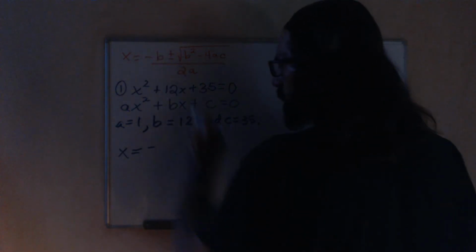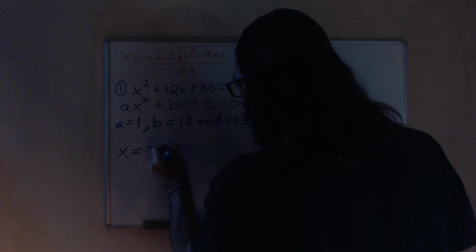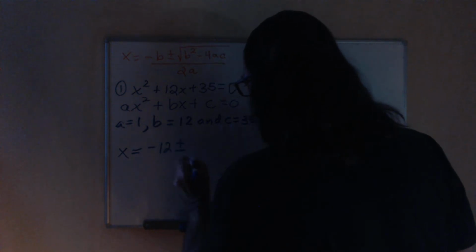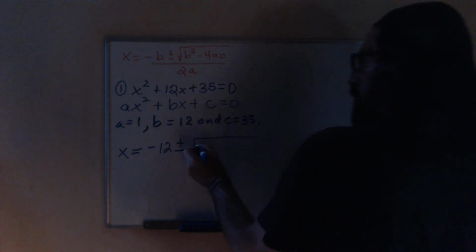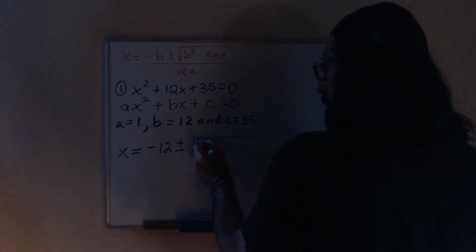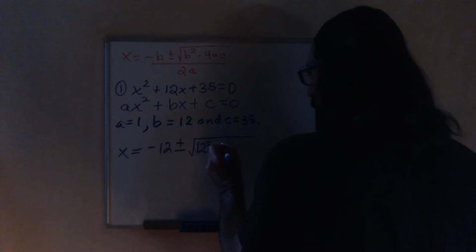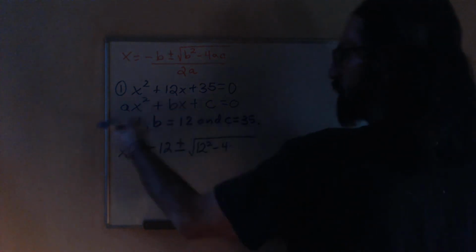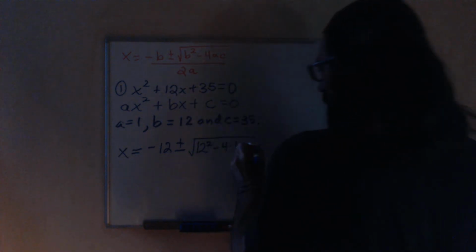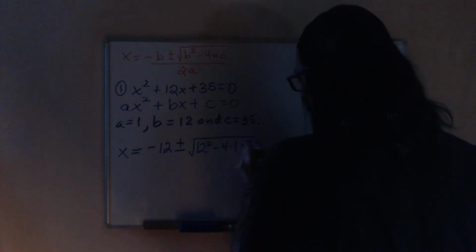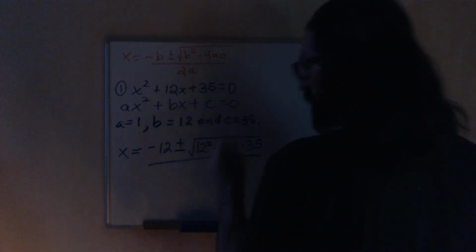B is 12, so negative b is negative 12. Underneath the square root, we've got 12 squared minus 4 times, we already said a was 1, and c is 35. That's all over 2 times a.